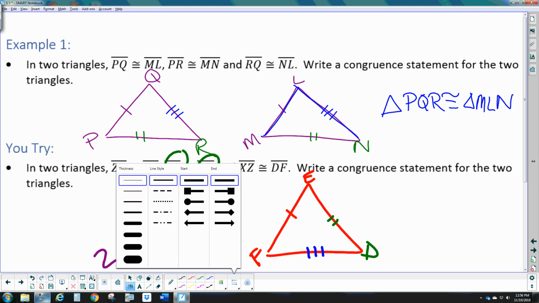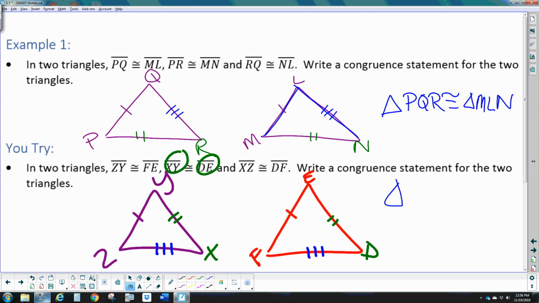And then when I write my triangle congruent statement, I can say triangle ZYX is congruent to triangle FED. That's one statement you might have. Now, depending on where you started when you drew your segments, you might have another statement, but the important thing to remember is that corresponding parts have to line up. So ZX is congruent to FD. So ZX and FD have to be in the same orientation, okay, because that's what your congruent statement says.